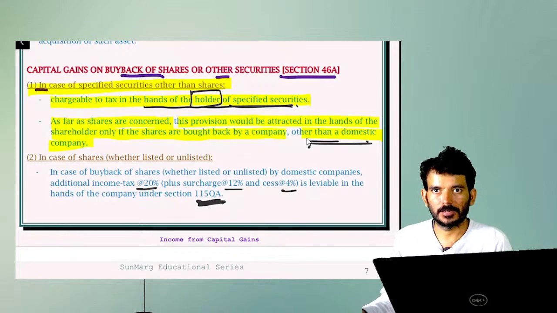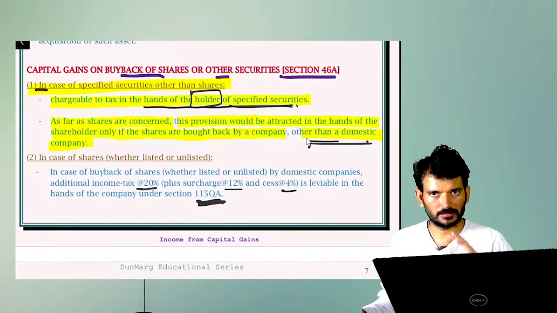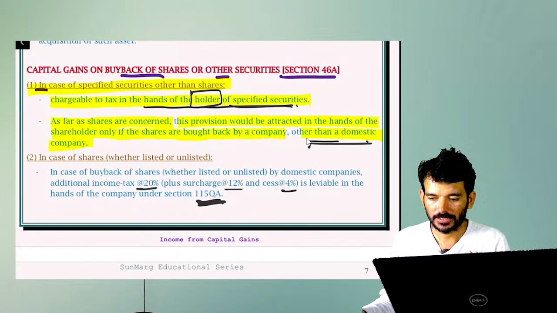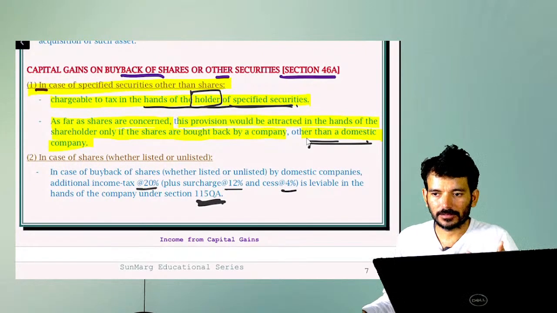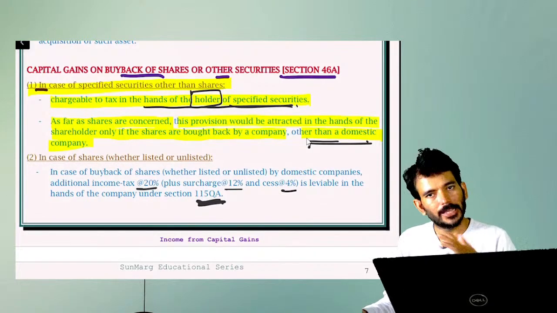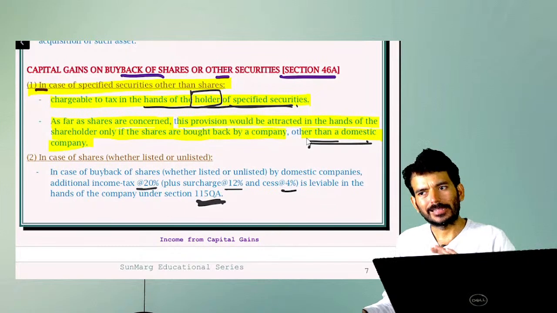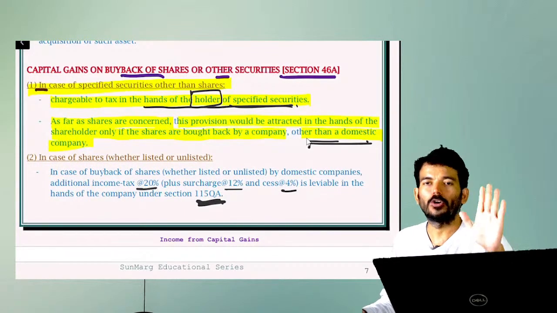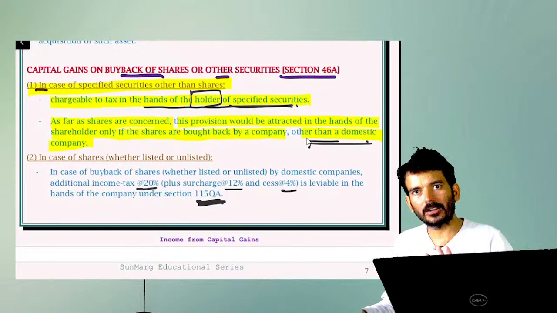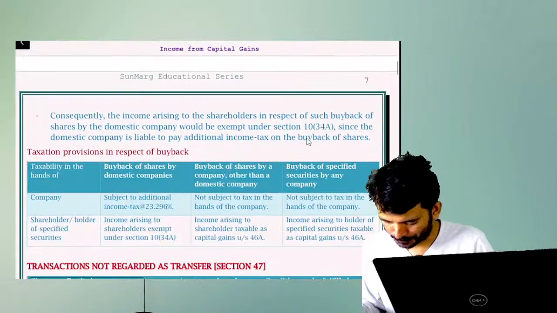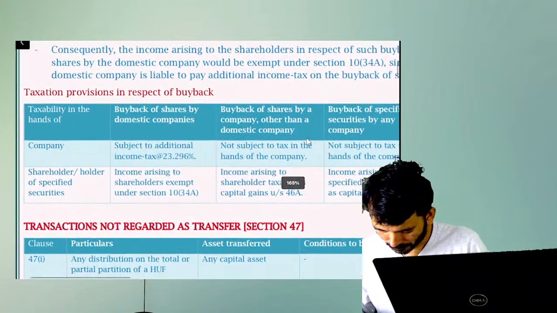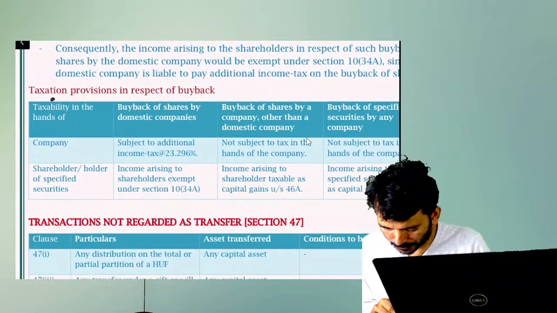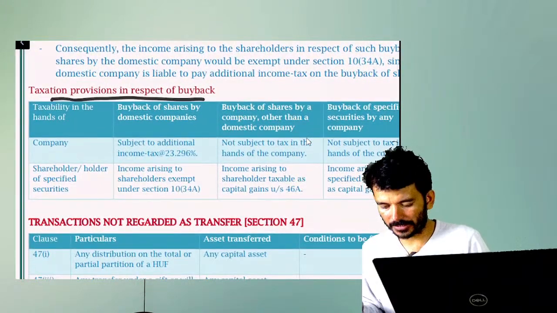I'll repeat because this is important. Again, you can expect 4 marks. It's either liquidation or here. If it is a domestic company buying back their own shares, be they listed or not listed, they will only pay the tax. Other than a domestic company, the holder only will pay. Other than shares also, the holder only will pay. So this will give you a better picture.